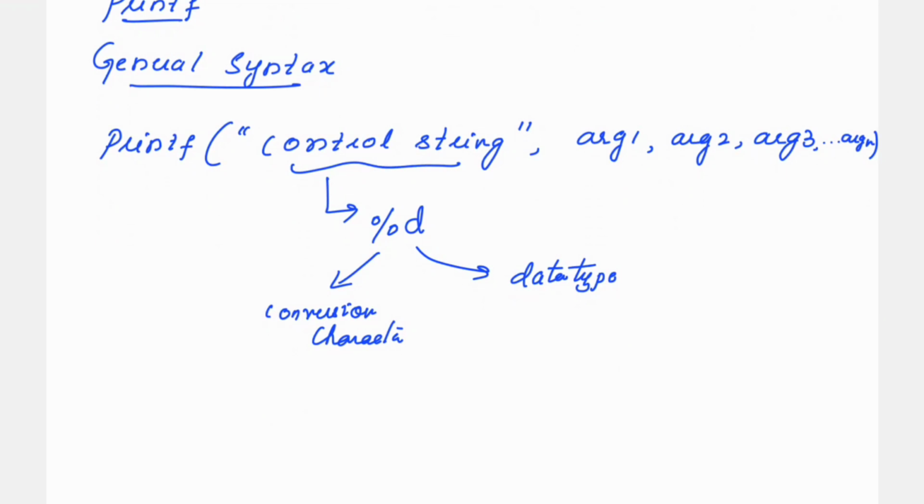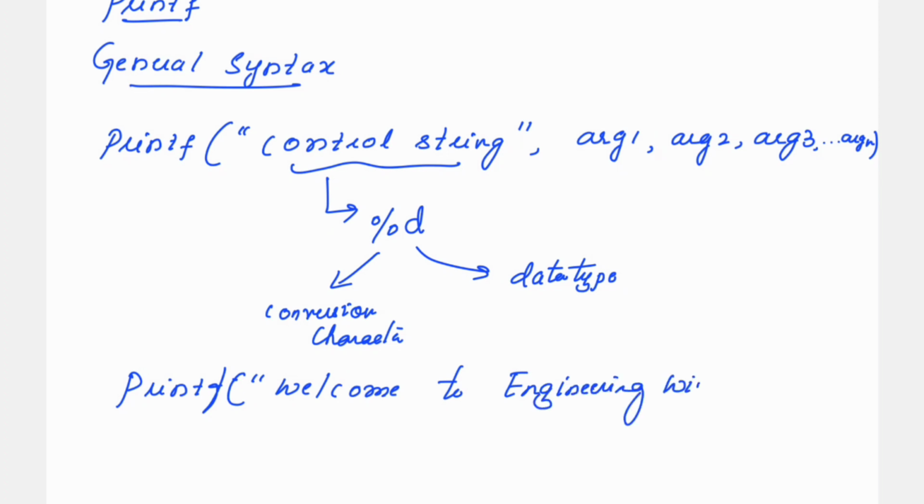So in a printf statement, it is not that you always make use of %d, the format specifiers for the respective arguments, but you can simply print any message also, a simple message. Whatever you write in the printf gets printed on the monitor. For example, if I write welcome to engineering wing, then in the output I will get welcome to engineering wing. You have to write that statement in double quotes.